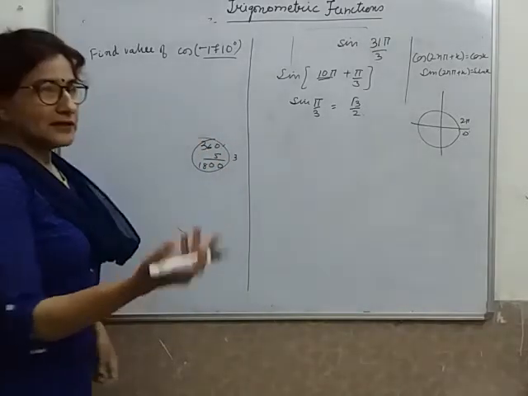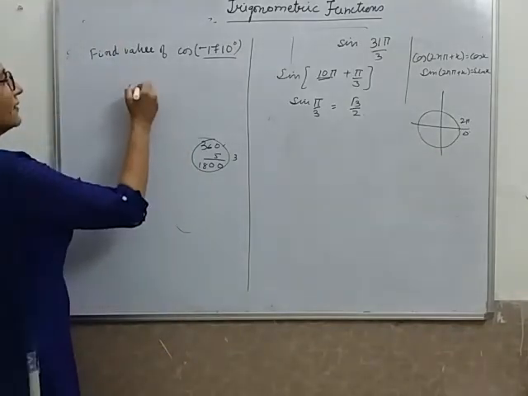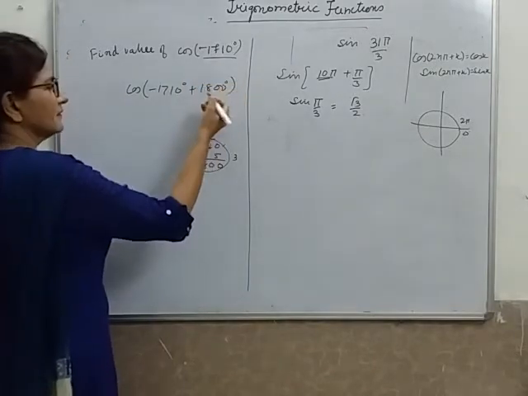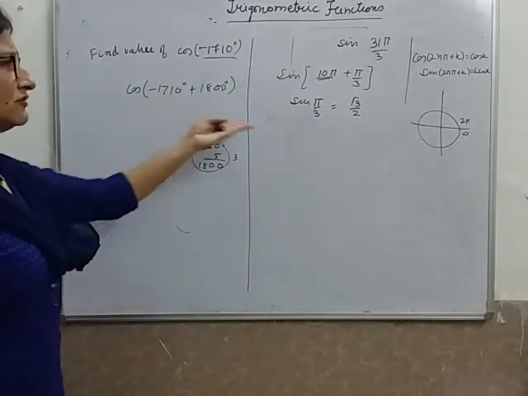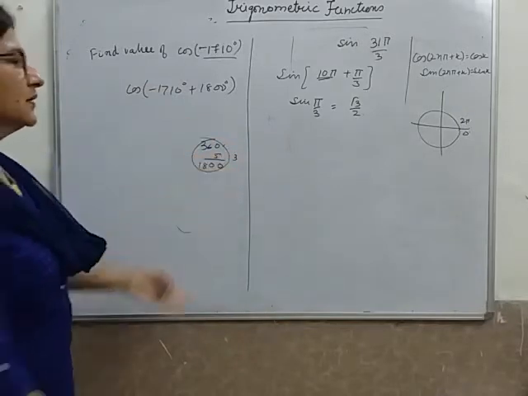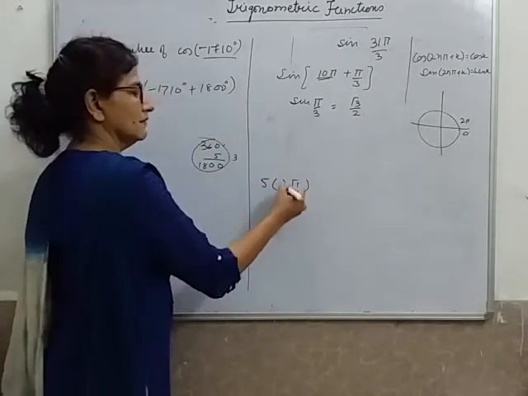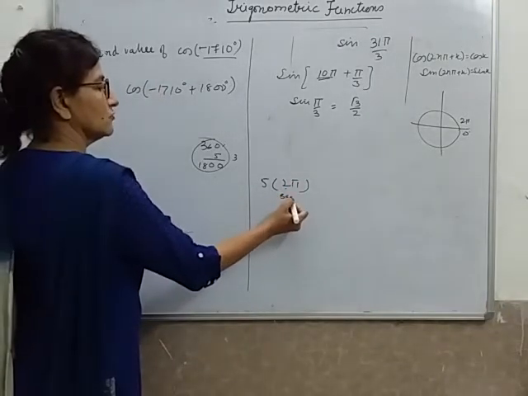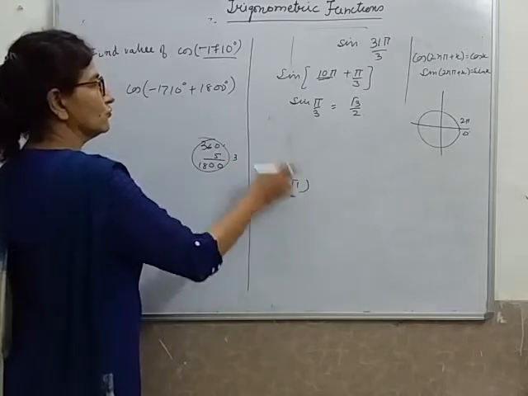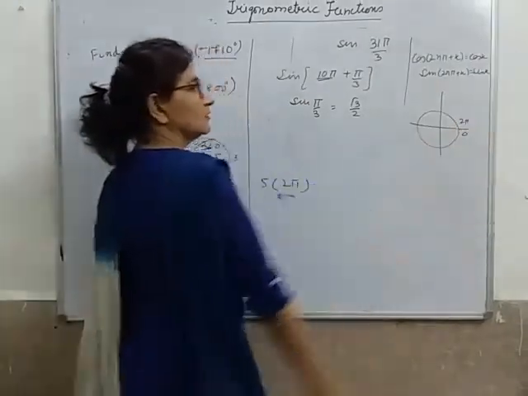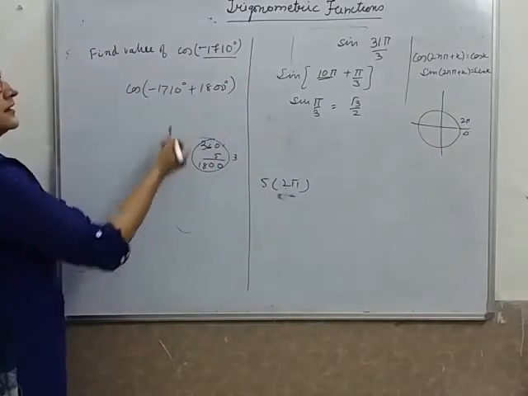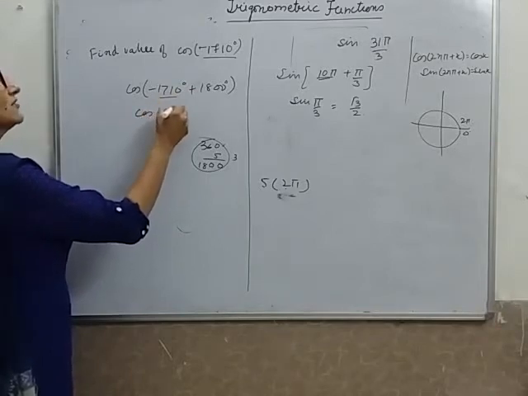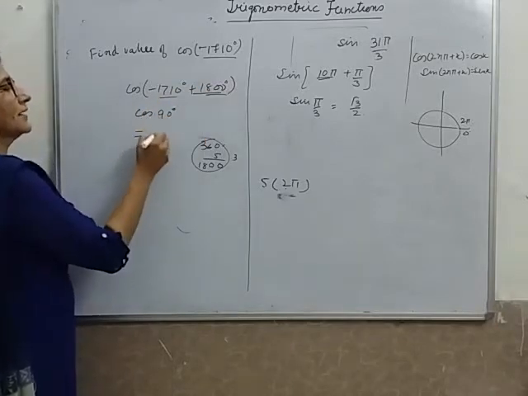See, if I add 0 to anything, it doesn't make any difference. So if I write it like this, will it make any difference? 5 revolutions is again equal to 0, only 5 multiples of 2 pi. You can see it is 360 into 5, which is 1800. So it is 5 revolutions, and when I complete them I reach the same place, 0. So I have added 1800, which was nearest to this. And now 1800 minus 1700 gives cos 90 degrees. Try to understand. And cos 90 is 0.